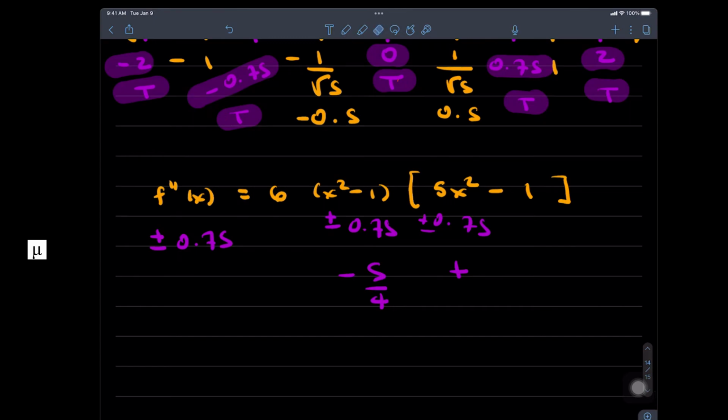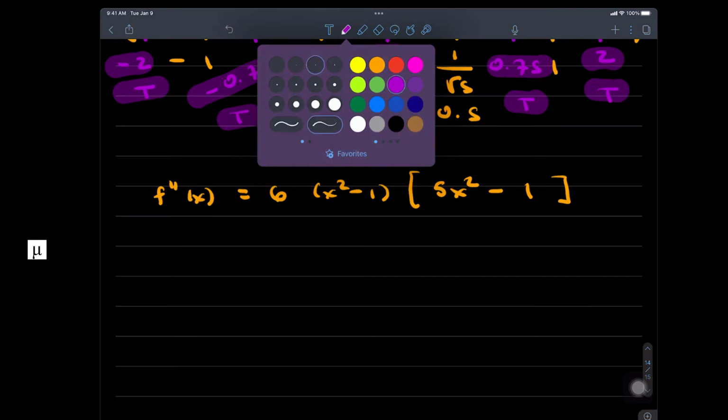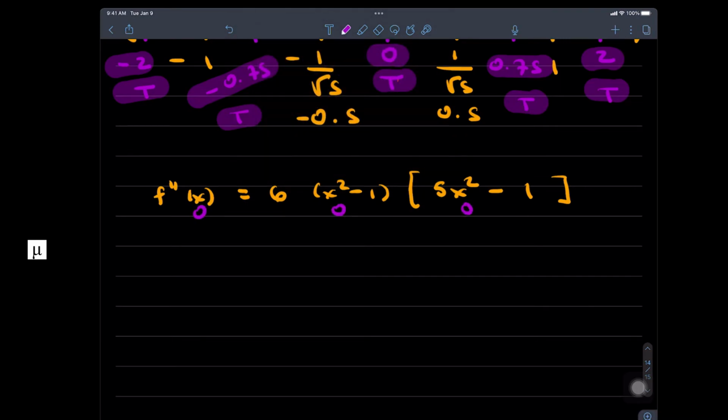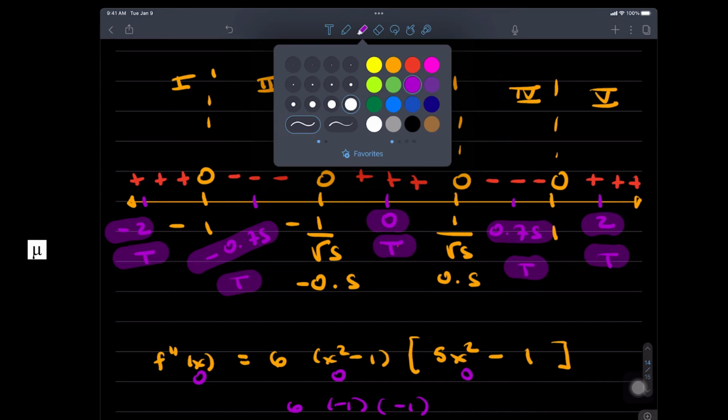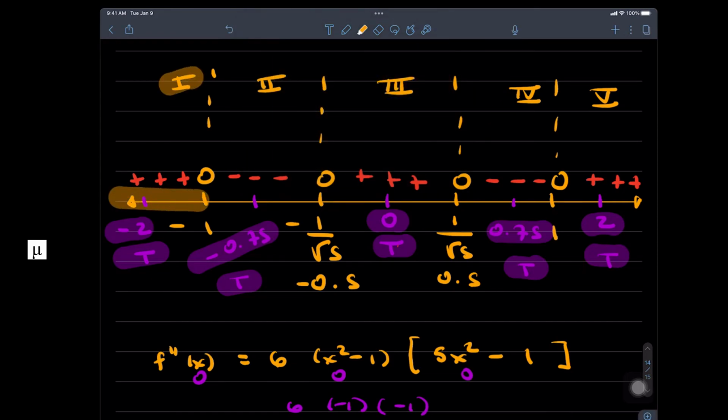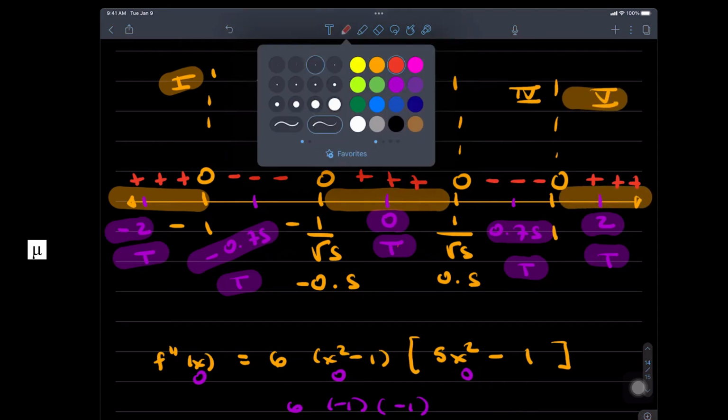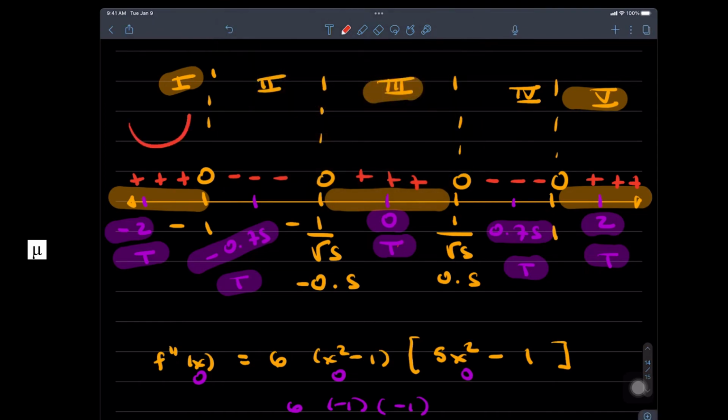Now we get to test 0. Plug in 0 as a test point. Here we go. 0. You get 6 times negative 1, and a negative times a negative is a positive. So, ladies and gentlemen, here we go. All right. Concave up. Concave up. Concave down now. Here.